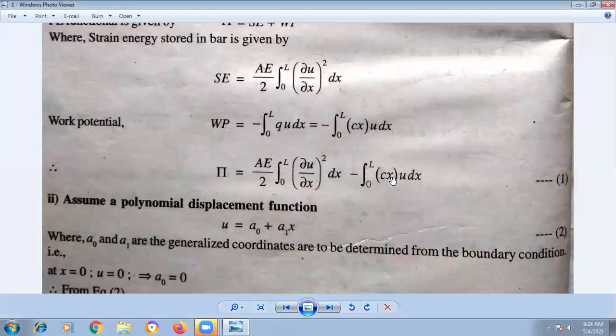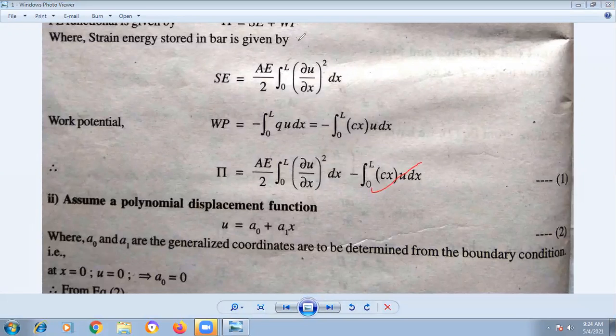Pi, the work potential, now is equal to strain energy, that is, AE by 2 integral over the length of (dou u by dou x) whole square with respect to x, that is strain energy, minus integral over the length c into x into u dx. Right? So is there any difficulty till here? No, sir.